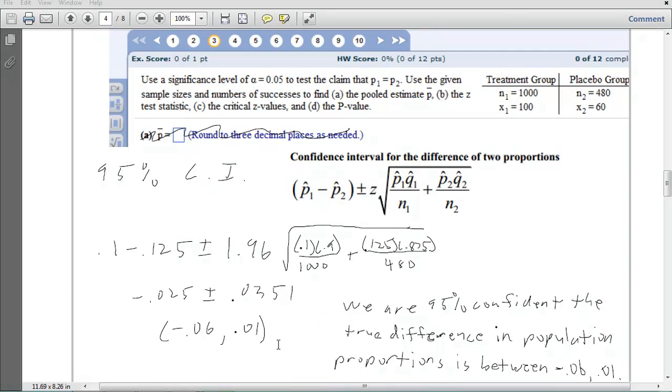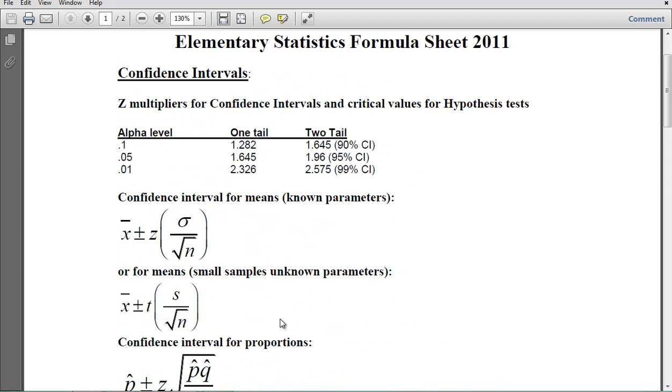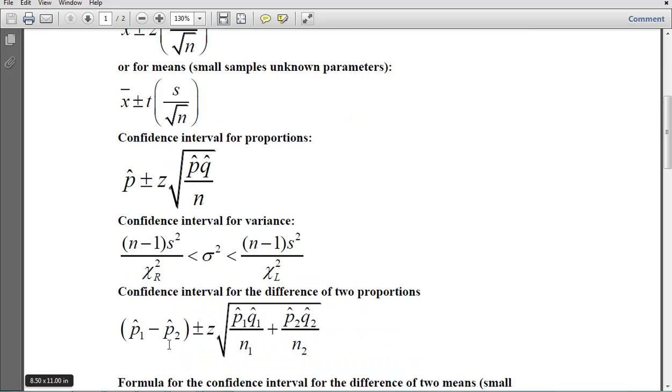I'll pull up the formula sheet. Again, our first question is confidence interval or hypothesis test. We're going to do a confidence interval here. And there it is, confidence interval for proportions, and then confidence interval for the difference of two proportions. So the first question, yes, it's confidence interval. Second question, is it means or proportions? It's proportions. And the third question is, are there one or two samples? So there it is. We're going to use that one.